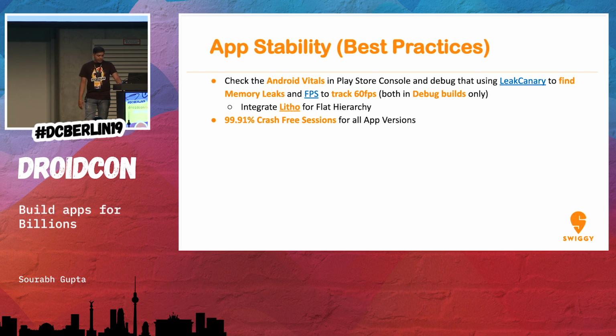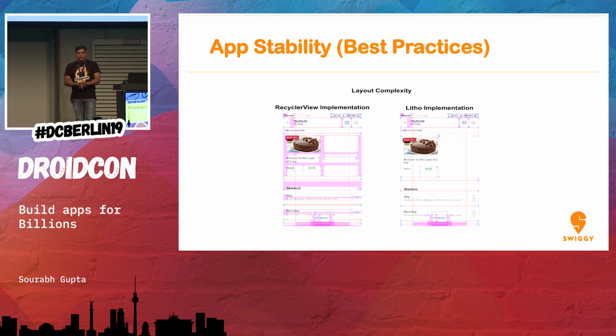We also tried out Litho for flat hierarchy. We are seeing developers making the mistake of creating a lot of layout hierarchy, and there's no way you can figure it out in the code review. We migrated to Litho, and we have seen major improvement in the layout hierarchy. The left view is without Litho, the right view is with Litho, and the hierarchy is exactly flat. So with Litho and RecyclerView, we have been able to improve the FPS a lot.